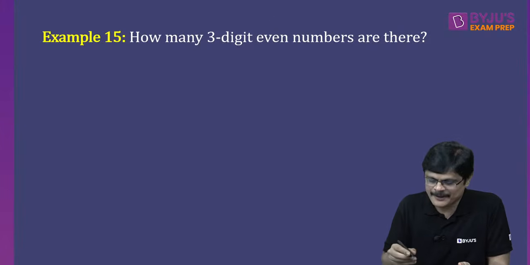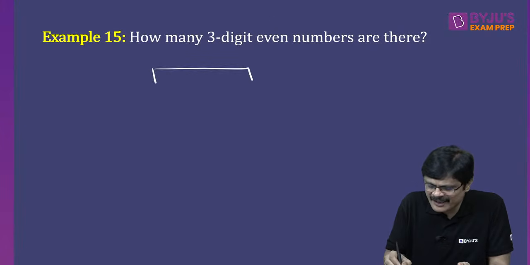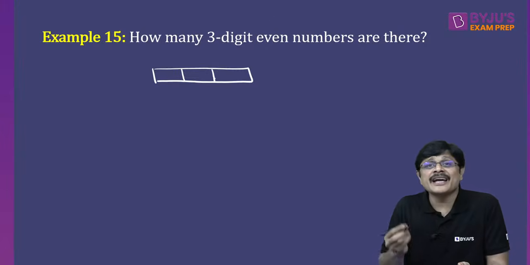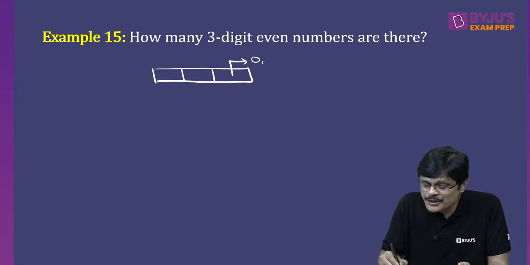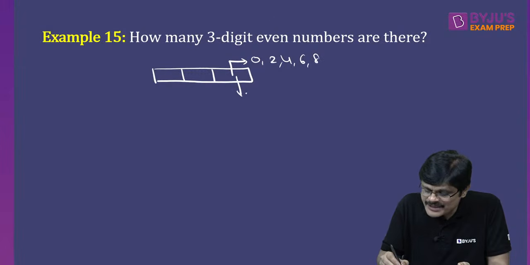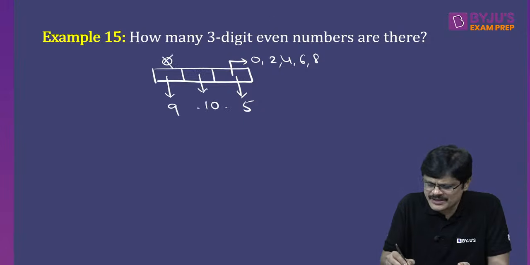Yes, 450, perfect. So we want 3-digit even numbers. Even means it should end with either 0, 2, 4, 6, 8. So 5 choices here. Now here 0 is not allowed, so 9 choices, and here 10 choices. So the answer would be 450.